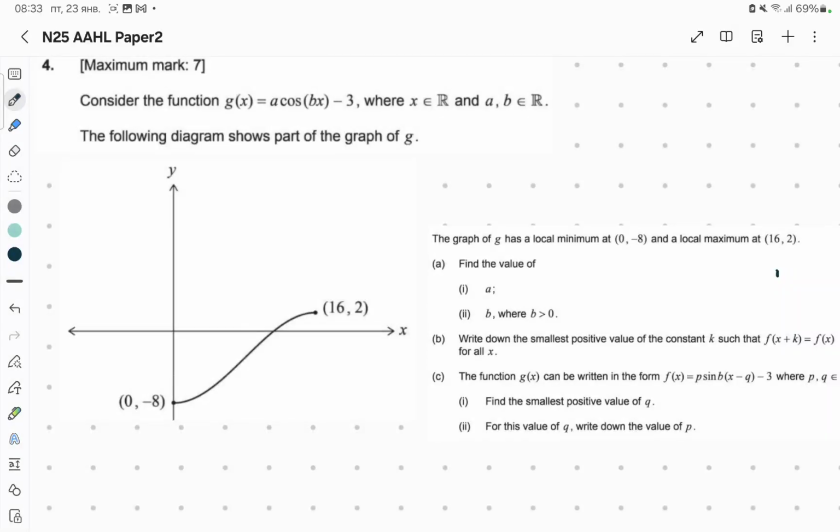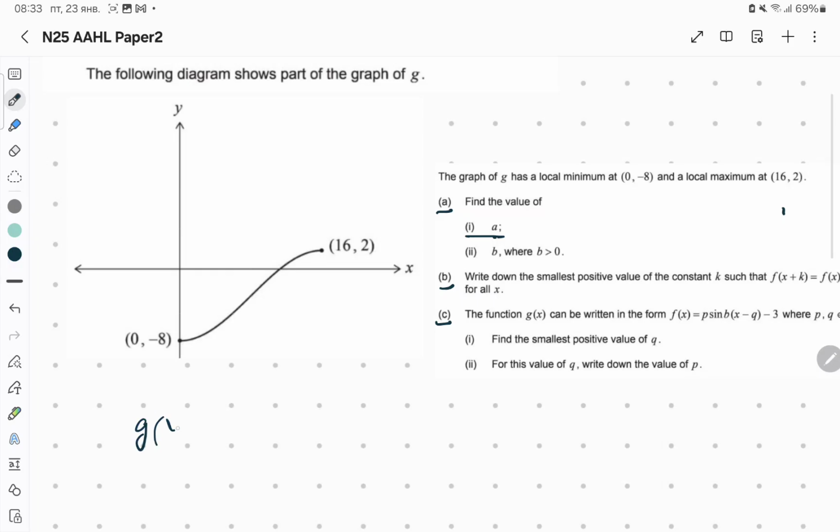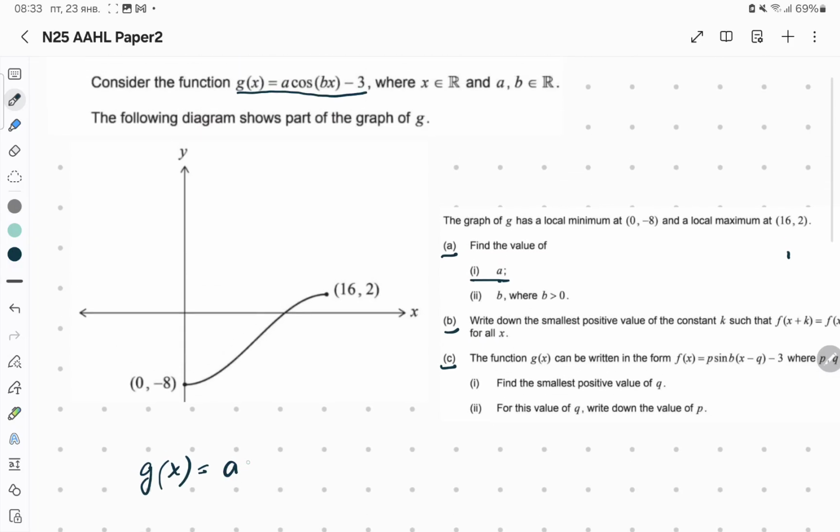In this question, we're going to consider question number 4 of paper 2, November 2025, Analysis and Approaches, High Level. This question contains 7 marks and obviously is related to trigonometry. Let's have a look at the main function here, and there are 3 parts, A, B, and C, given the diagram with the corresponding graph of cosine. And in the questions, first we have to find the value of A. So g of x is equal to A cosine bx minus 3.